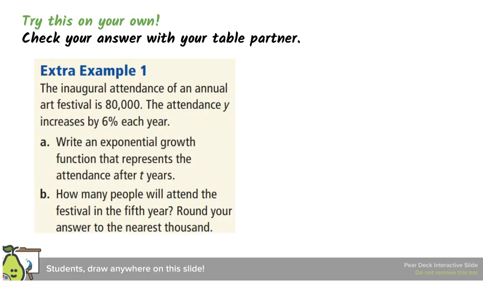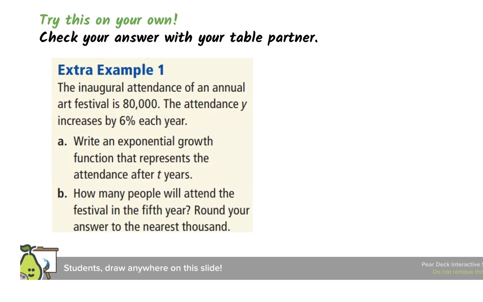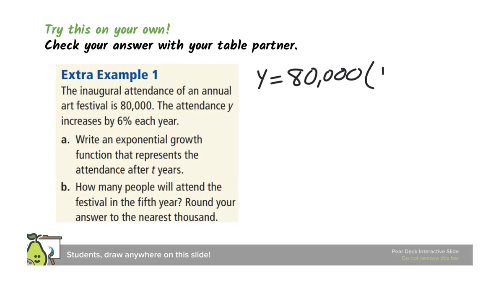Please try the following on your own. After you've paused and worked on this video, we would get our function that would look like y equals a, in this example, which is 80,000 people that starts at this music festival. We would multiply that by 1.06 to the tth power. That would be our exponential growth function.